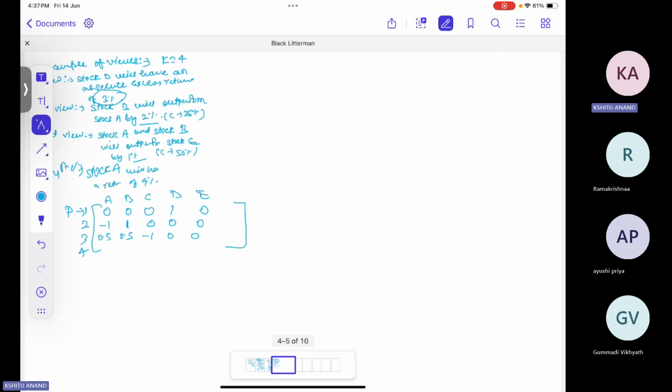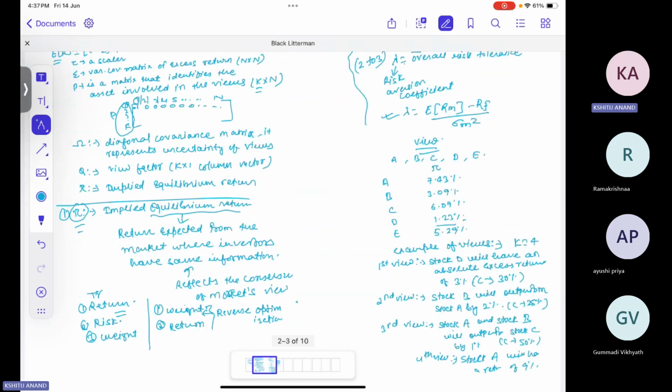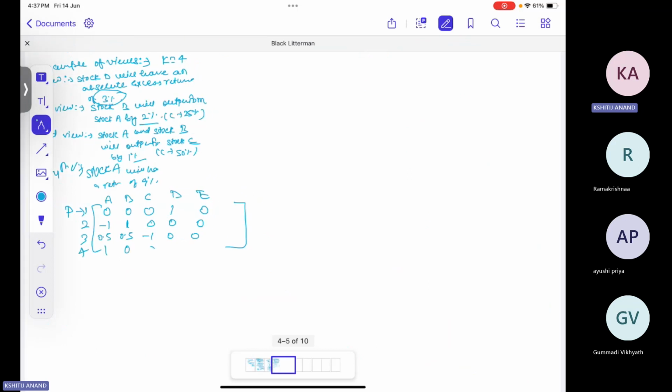D and E, right? And stock A will have a return of 9%. So again, it is positive, because stock A already has 7.43%. So it will be assigned +1 and then 0.